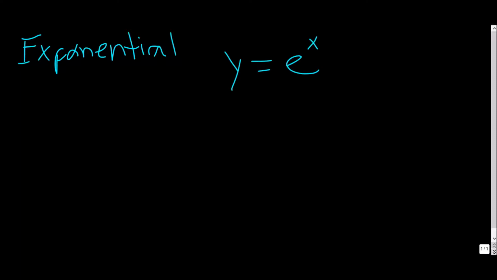So e is approximately 2.7. So don't freak out about it. It's just a number, just about similar to pi, that has special properties that are very unique in calculus, and we will use this quite often.